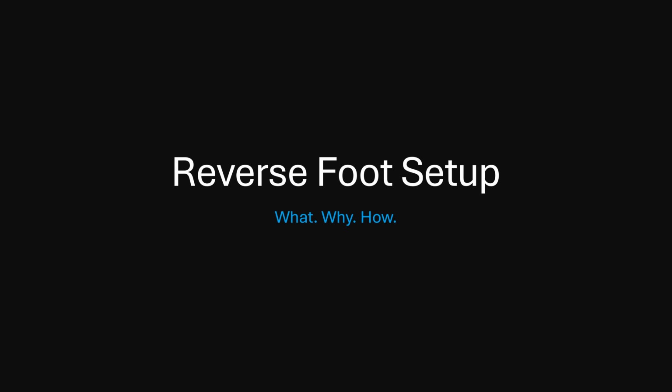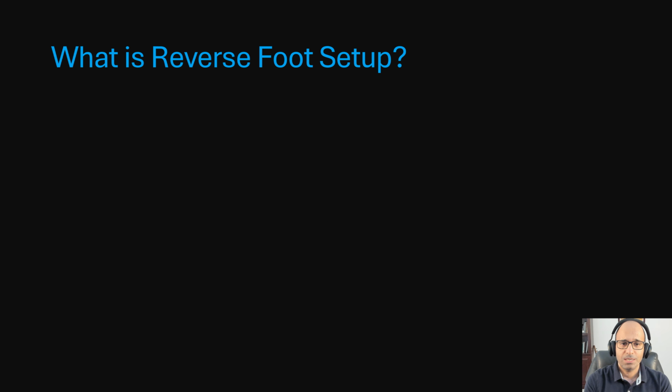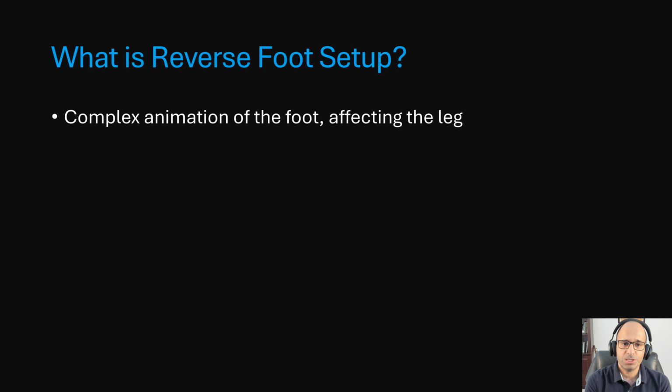I'm going to show you how we can set up a complete leg, including the foot, using a concept called reverse foot setup. So we are going to see what reverse foot setup is, why we need that, and how we can create that inside of Unreal. It's all about having all of the complex animations that we create on the foot also affect the leg.